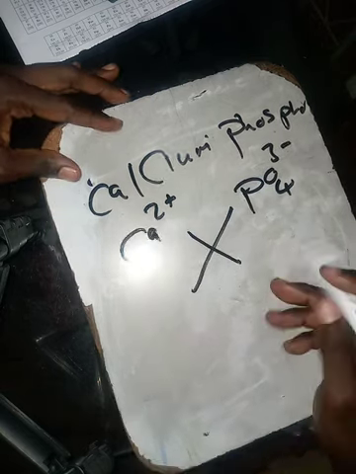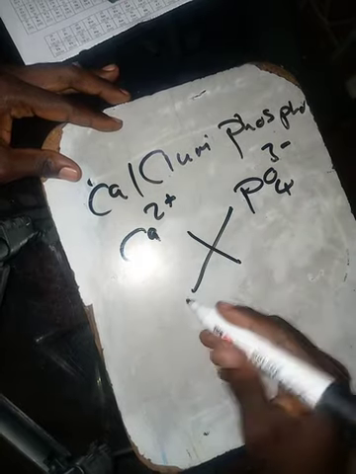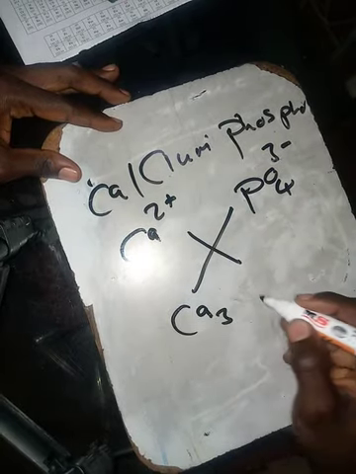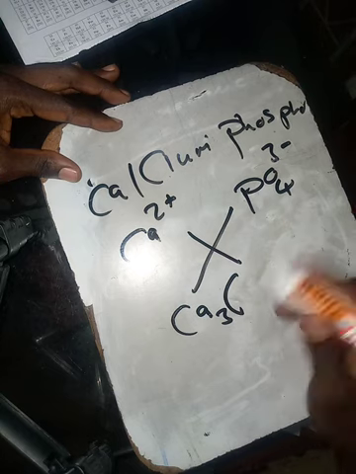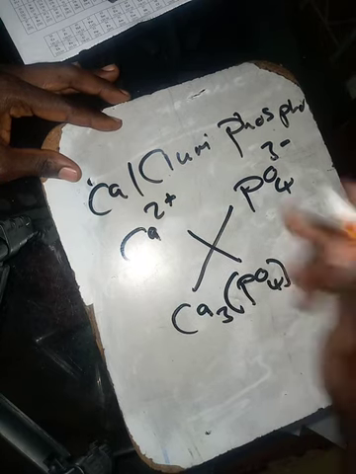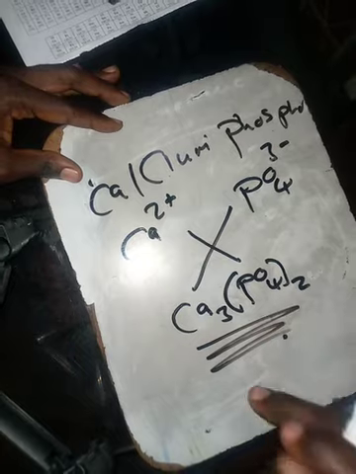So when I cross multiply here, this 3 will come here, then this 2 comes here. So it will be 3. To be clean, I'll put this in brackets, PO4, then this will come to Ca, which is the formula for calcium.